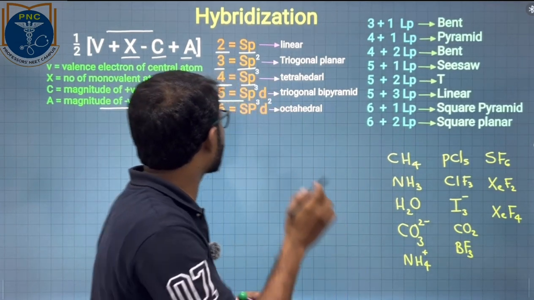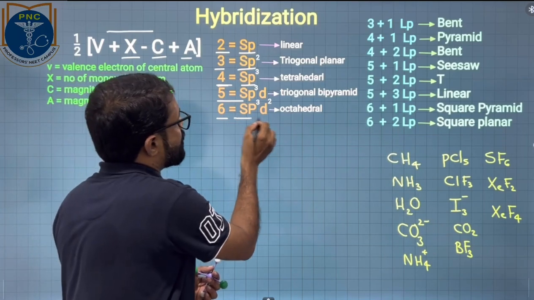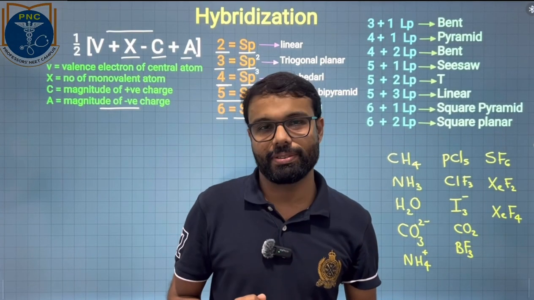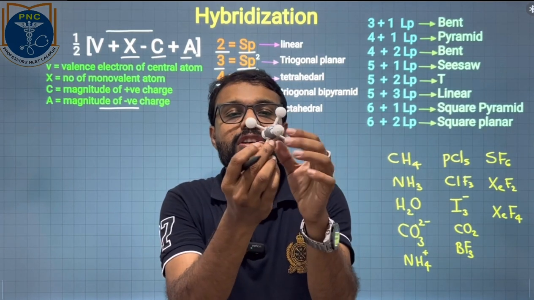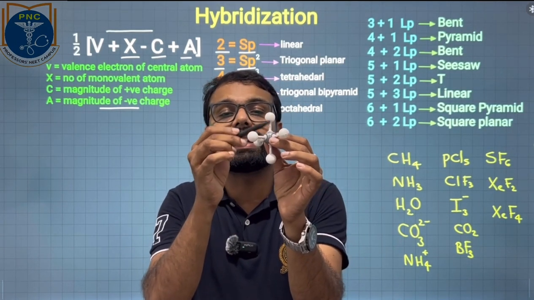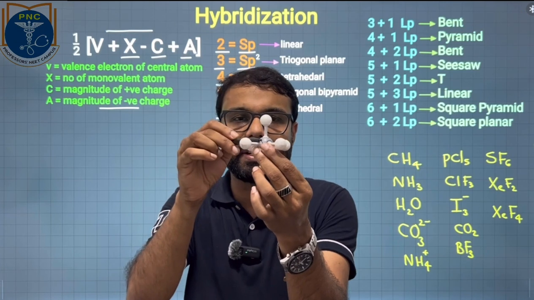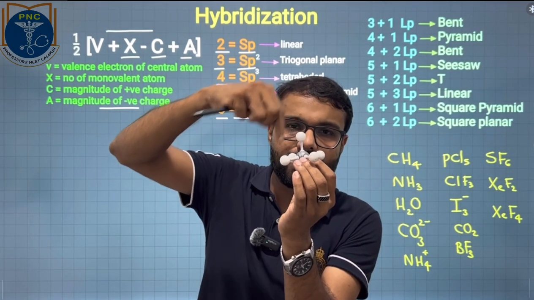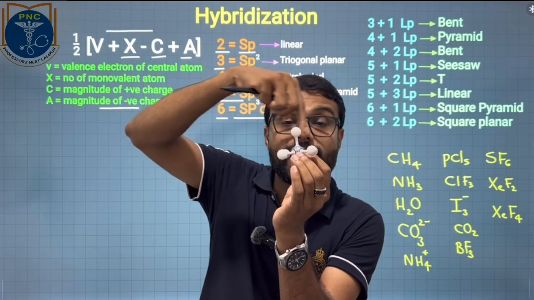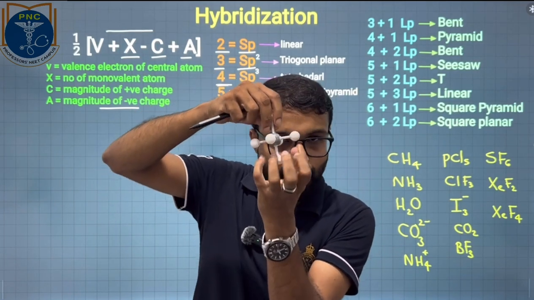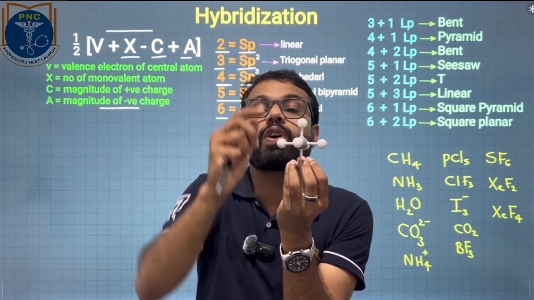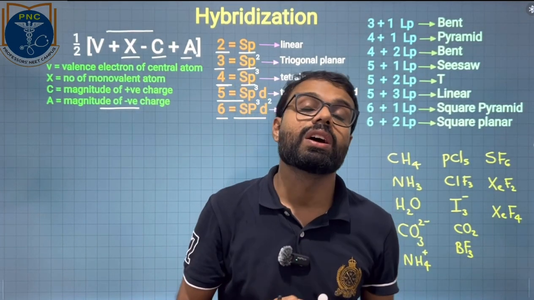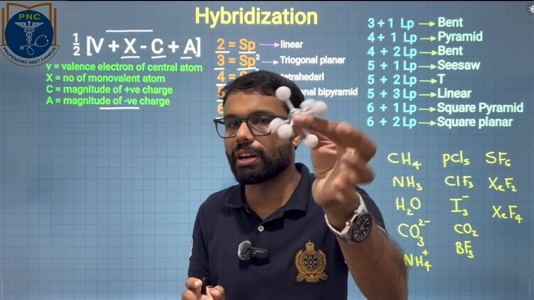Similarly, if you are getting the number 6, the hybridization is sp3d2 and the shape will be octahedral. You can see this is the octahedral shape. All the angles are 90 degrees. Why is it octahedral? If you make a tent, on the top you can see 4 sides and at the bottom also you can see 4 sides. Total how many sides are there? 8 sides. That's why it is known as octahedral.